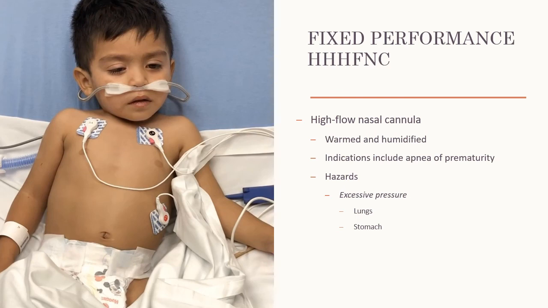The next fixed performance device we'll talk about is the high humidity, high flow nasal cannula. High humidity nasal cannulas deliver moderate to high FiO2 values and provide a cost-effective alternative for patients who require a high level of oxygen concentration.